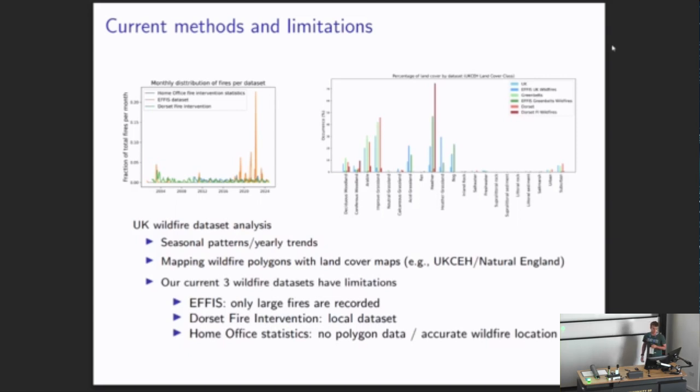But the problem is that the datasets that I had been using all had their own limitations. I used the EFIS dataset that processes MODIS images, but there only large fires are recorded. We were able to get our hands on the Dorset fire intervention dataset, which also provides smaller polygons, but as you can imagine, it's only limited to the Dorset area. And there are also the Home Office statistics that provide fire intervention statistics for all of the UK, but this time we don't have any access to polygon data or accurate wildfire locations to perform the land cover analysis.